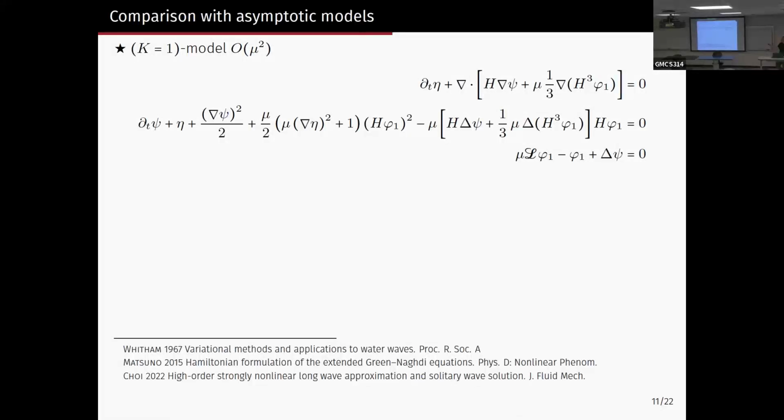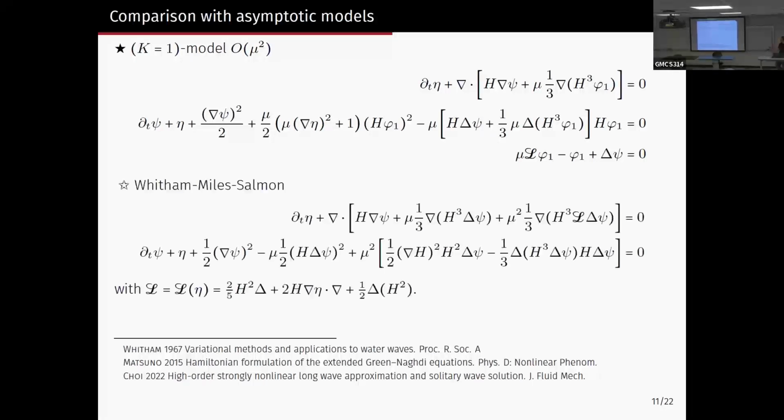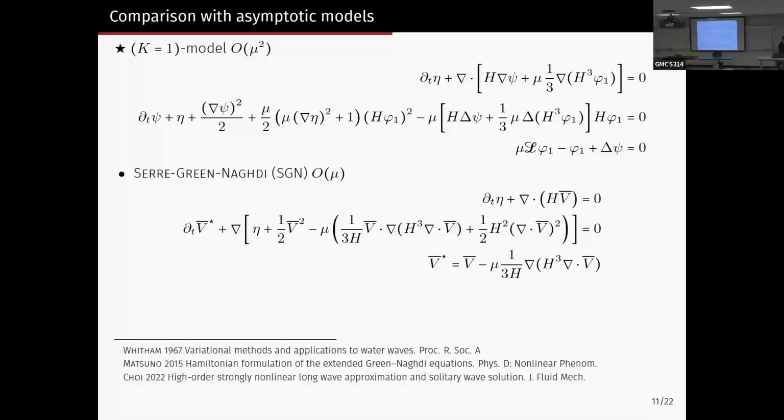I will very quickly compare analytically with some models. Okay, this is not very important because it's not used anyway. So to gain some time, I will go to the Serre-Green-Naghdi model. On the top, I write our model, and on the bottom, the SGN, which, as I said, can be considered the state of the art here. And you see that their mathematical complexity is quite similar.